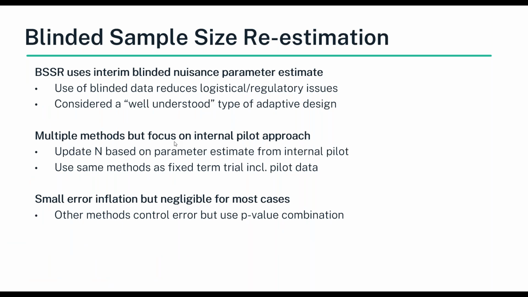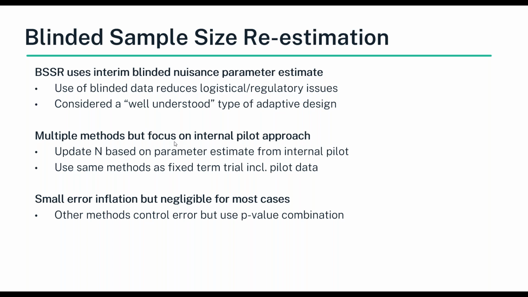So blinded sample size re-estimation essentially just uses interim data, or blinded interim data, in order to inform us about a nuisance parameter. The fact that the data is blinded obviously reduces any regulatory or logistical issues, and it is a quite well understood and quite well adopted method in practice in clinical trials.